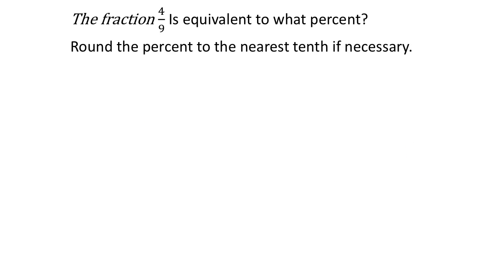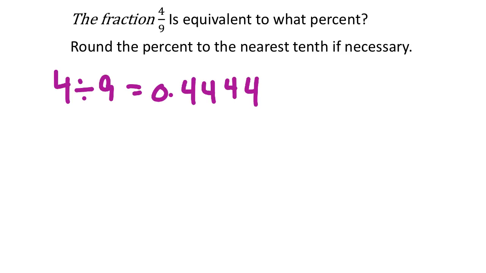What about this fraction? 4/9. Can we change that to a percent? Yes, we can. So again, in my calculator, I would type in 4 divided by 9, because that'll give me the decimal right away. 4 divided by 9 in the calculator is going to give me 0.4 repeating. So we'll show several 4s there, not that it really matters, because we're going to round the percent to the nearest tenth.